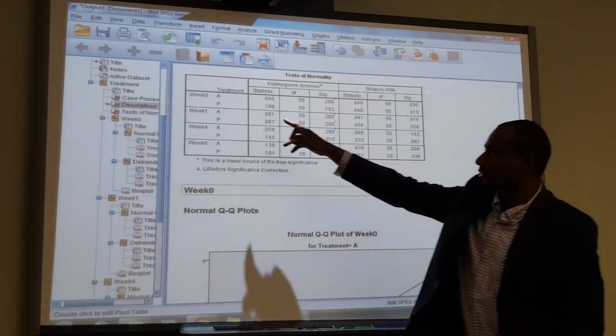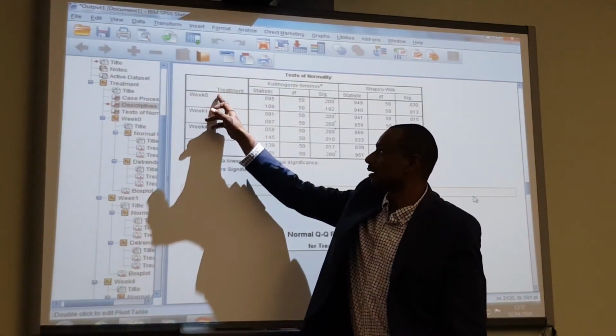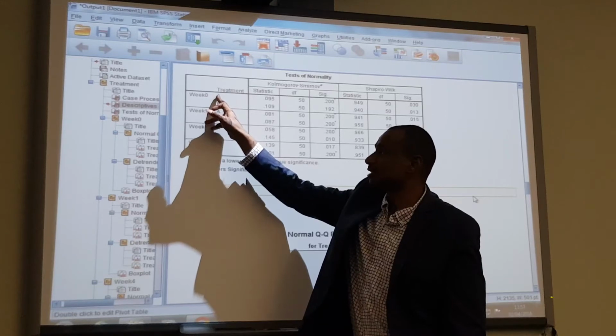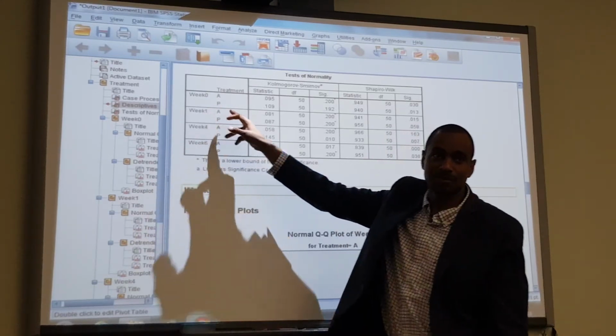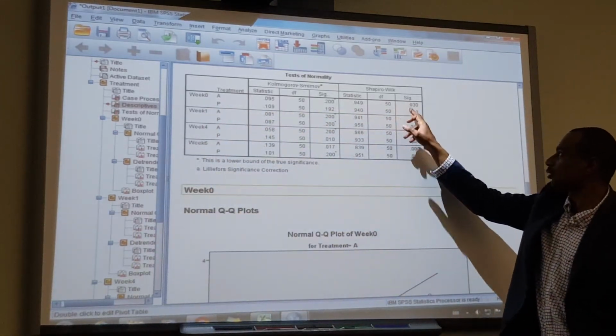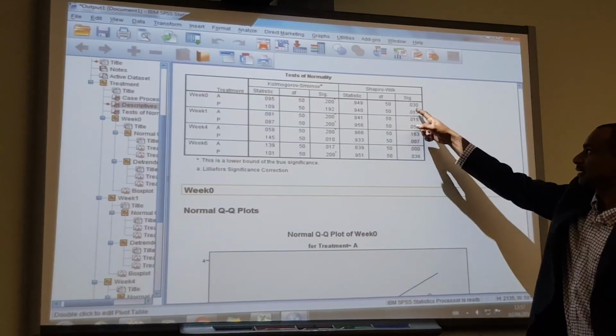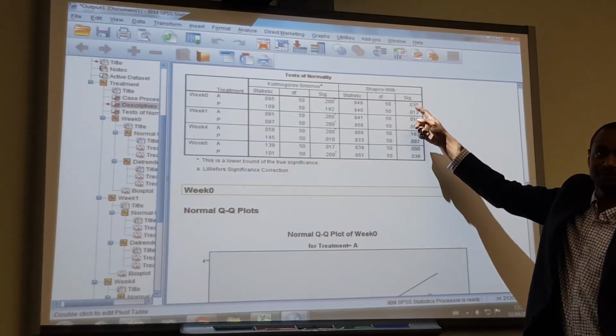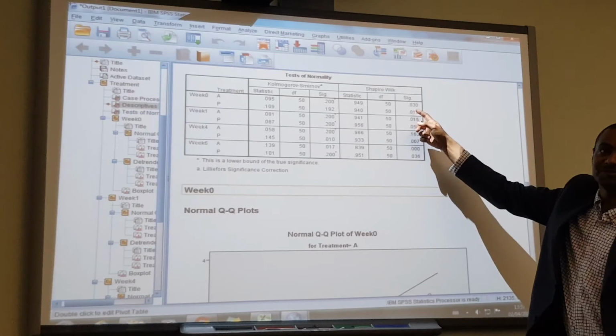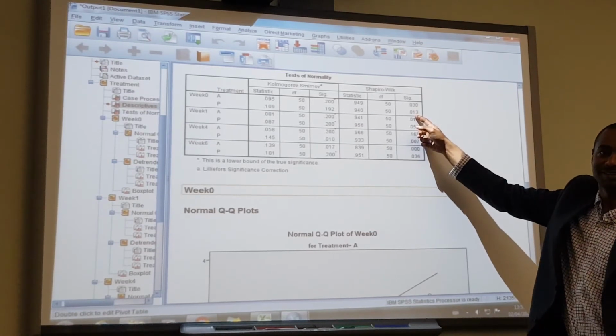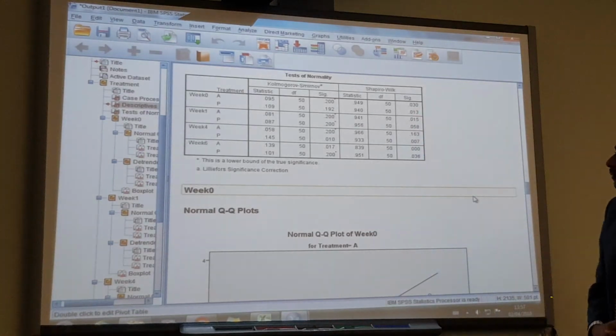the normality test gives you results for week 0: the patients in treatment A, the patients in treatment B, and placebo, whether these are normally distributed or not. So if it's insignificant, that means normal. But if it's significant, that means not normal. Significant, not normal. If it's significant, not normal.